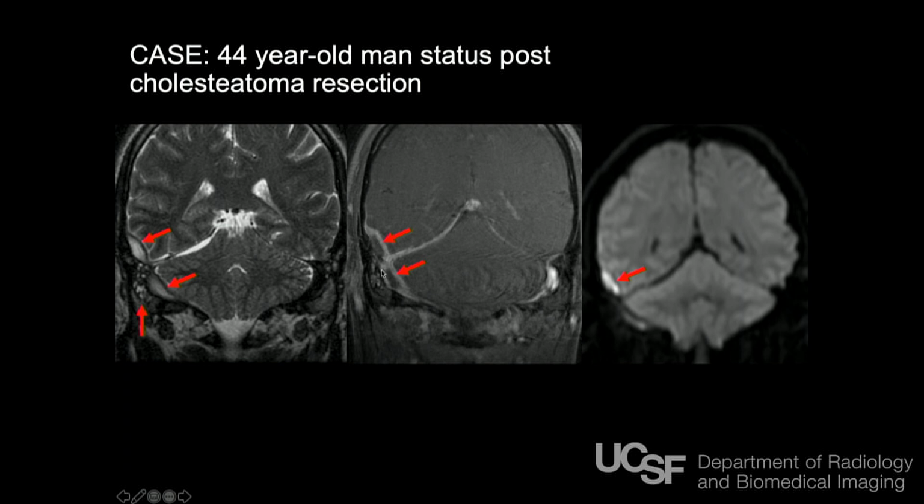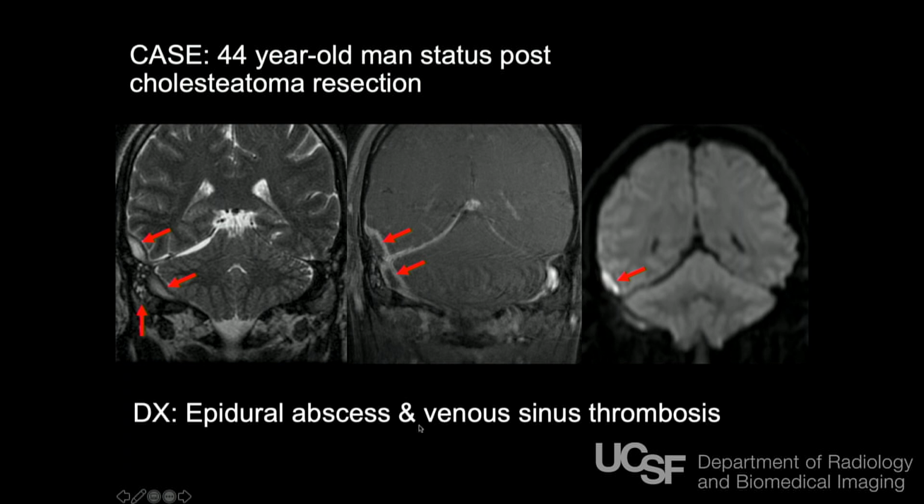So the vast majority of hemorrhages in that setting will have some T1 intrinsically hyperintense components that you can use to more confidently indicate the presence of hemorrhage rather than infection. This particular case did not have those, had this extraaxial rim enhancing collection, very bright on a diffusion weighted image. So this was a case of epidural abscess with venous sinus thrombosis. So looking at adjacent structures is very important here.